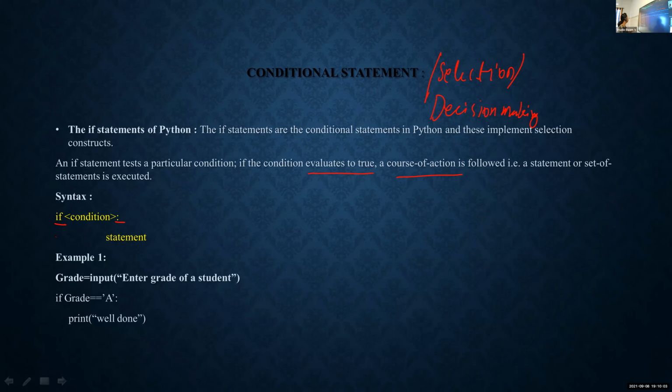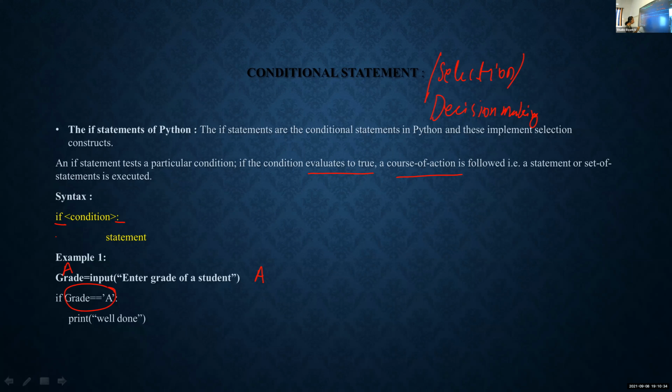For example, grade is equal to input, enter grade of a student. I want to input a grade. Here I am inputting a grade A. This A is assigned to variable grade. After that, if grade equal to A, this is the condition. After if, I am giving the condition. The condition is grade equal to A.